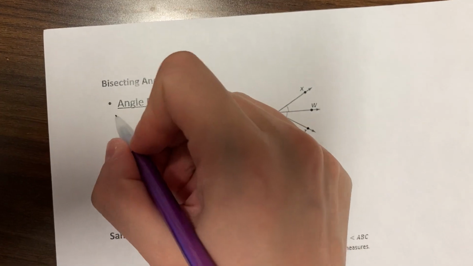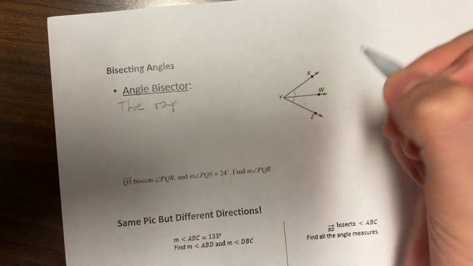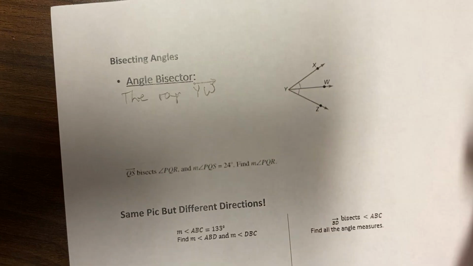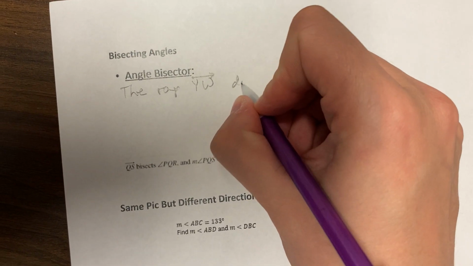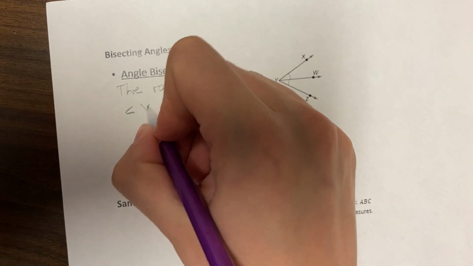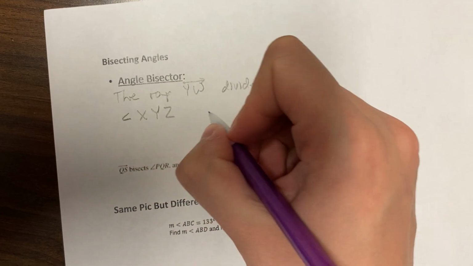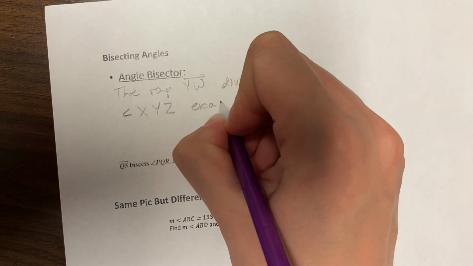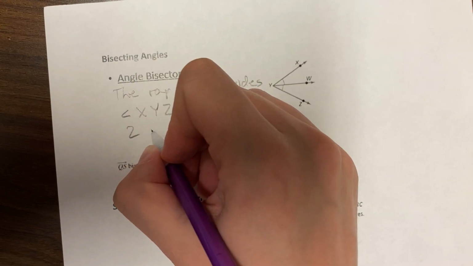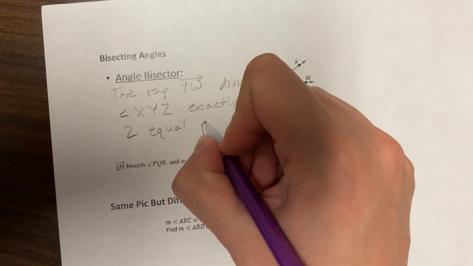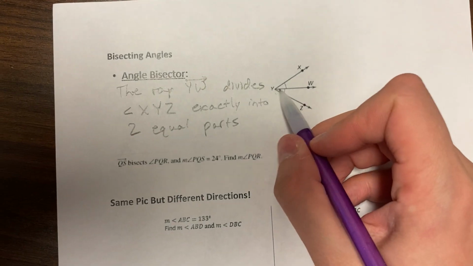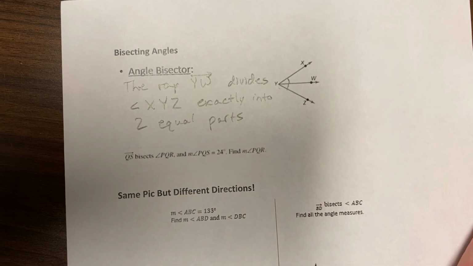is that the ray, in regards to this picture, YW divides angle XYZ exactly into two equal parts. All right, so that is what angle bisector means. It means that there's this ray right here that divides these two in half.